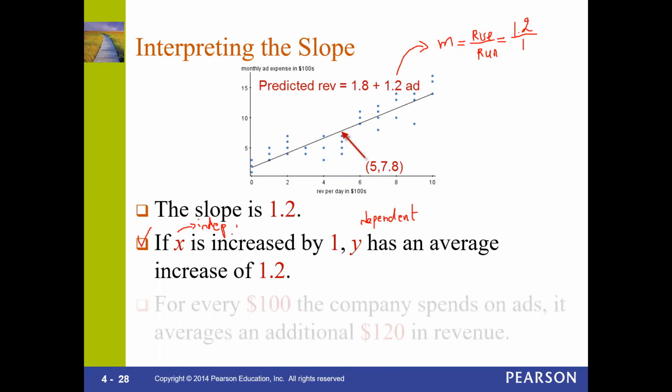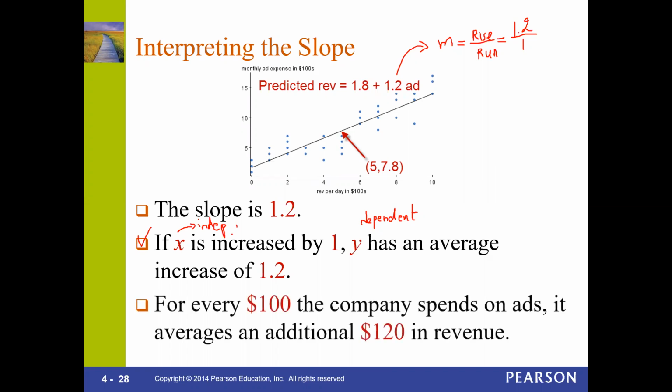All right then. This one says for every $100 the company spent on ad, the average addition is 120 on revenue. What does it mean? Where did they get that 100 from? This is what they do. Suppose I say, if you spend $100 on ad, how much revenue will you make?